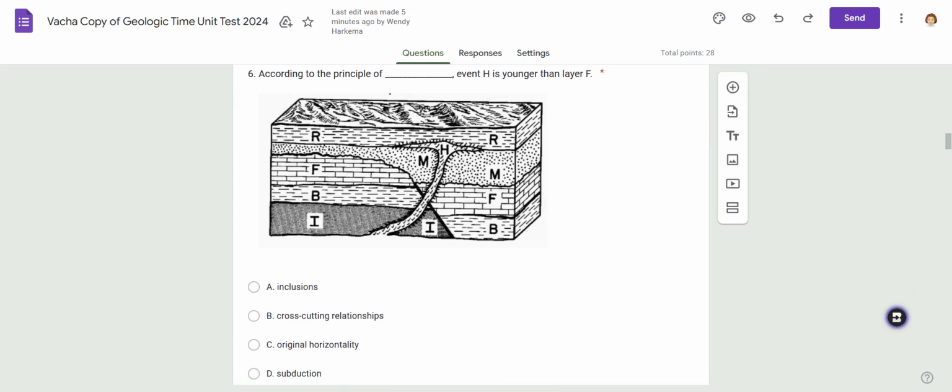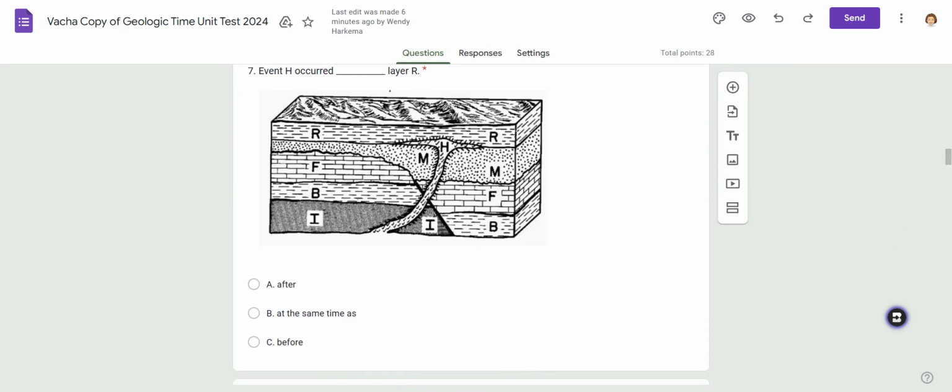Number 6, according to the principle of blank, event H is younger than layer F. A, inclusions. B, cross-cutting relationships. C, original horizontality. D, subduction.